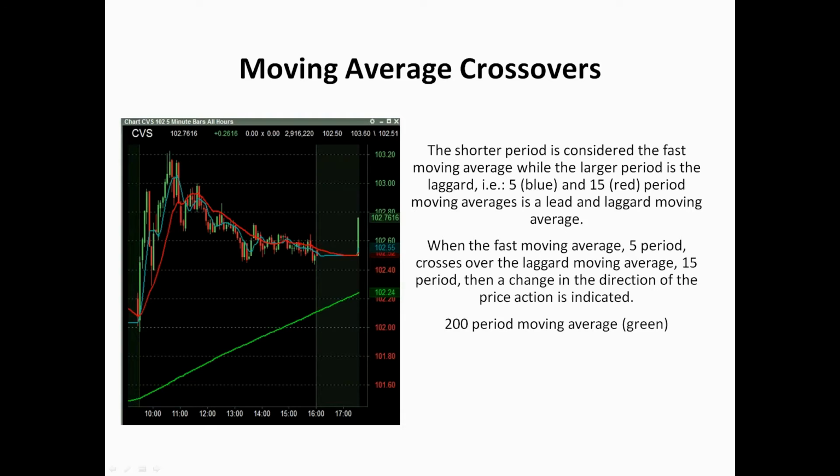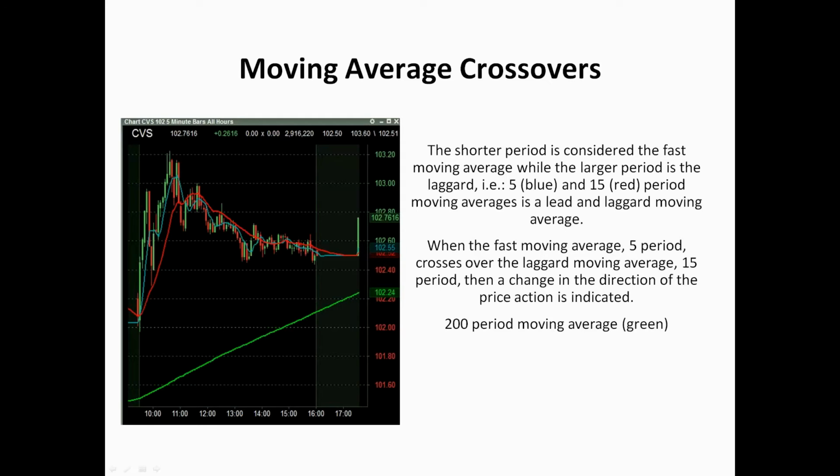All I'm really trying to point out here is which moving averages we're using. And at the same time, for people who may not understand moving averages, the shorter period is considered the fast moving average, while the larger period is the laggard. When the fast moving average, the 5 period, crosses over the laggard, this means that there's a change of direction, indicated by the price action, and vice versa. That's all we need to know. We're not going to be using it much, but this gives you a basis of what moving average is for. But what we mainly use moving averages for is for bumpers.